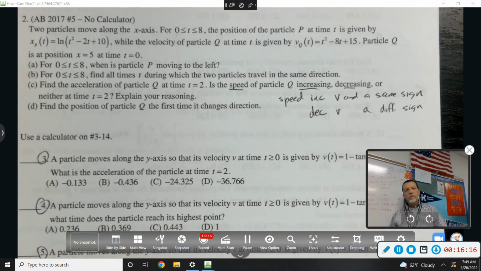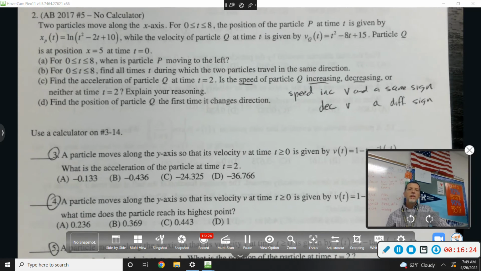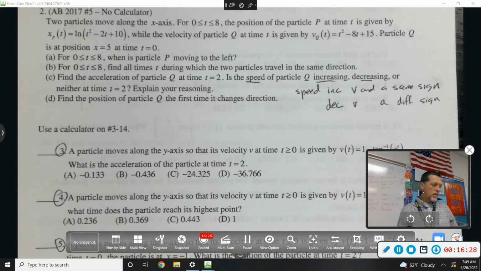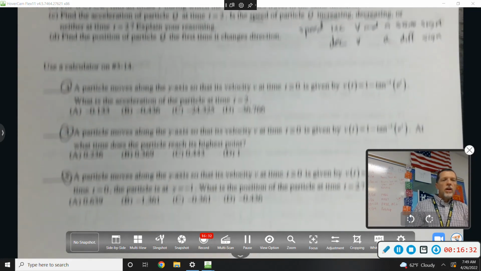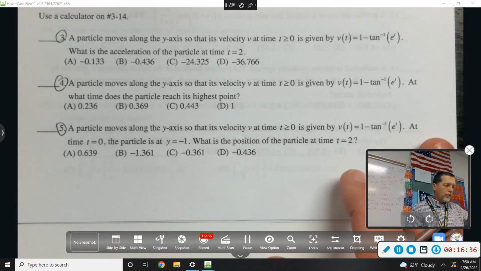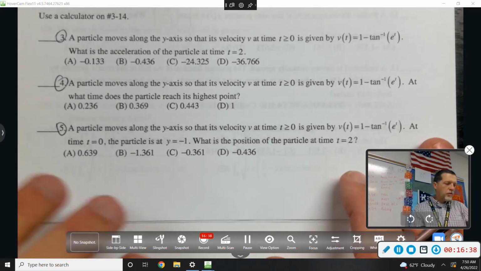So you would just find all the pieces you need with your calculator, and then just look at who's positive and who's negative. That's part of question 2 there. All right, let's look at 3, 4, 5. I leave question 2 for you to do. That's the only other free response question.